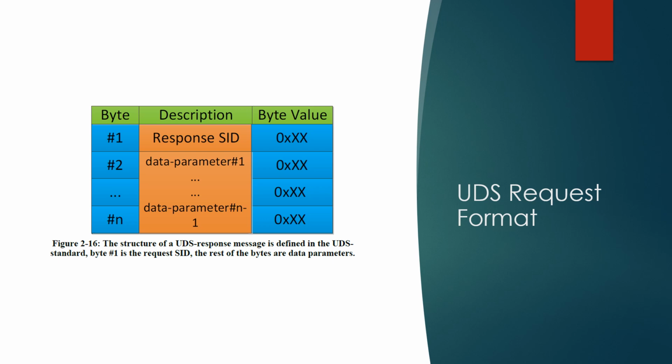It is important to know the format of the negative response code as well. The format of the negative response code is basically 3 bytes. You can see that the first is the response SID, then parameter 1 and then parameter 2.